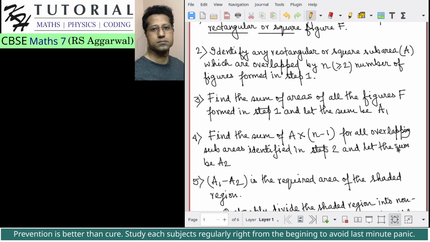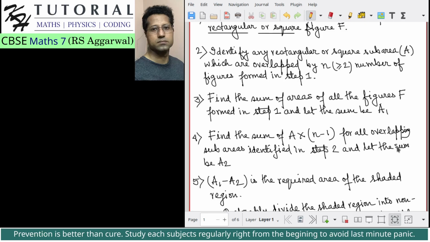Now A2 is nothing but the sum of all values of A multiplied by A minus 1. What is A? A is the area of a sub region or overlapping region. And what is N? N is the number of figures to which this sub area is common.